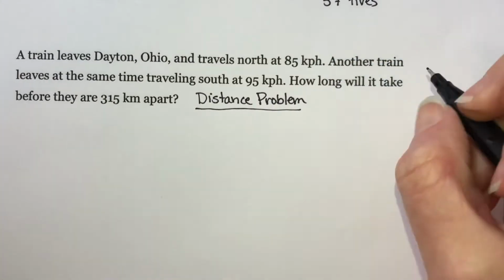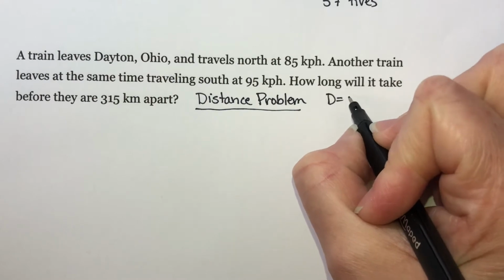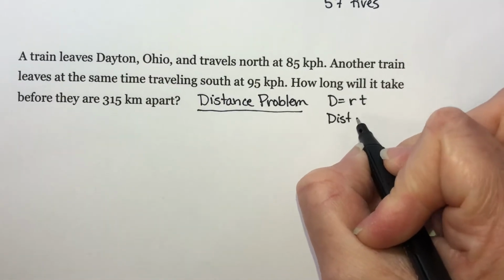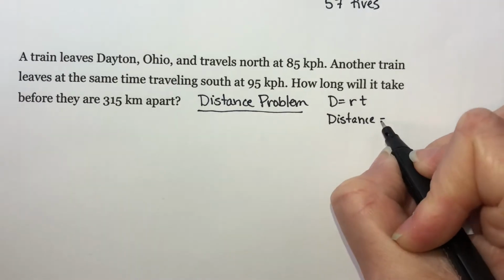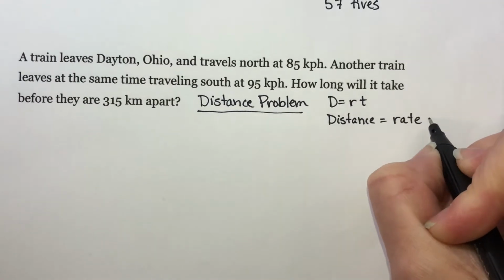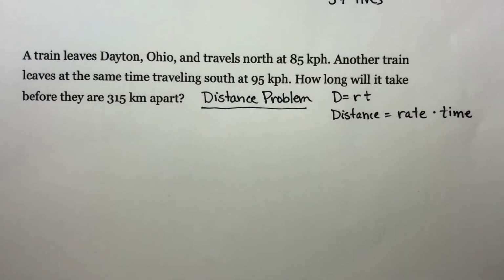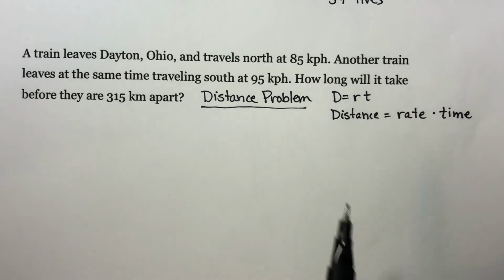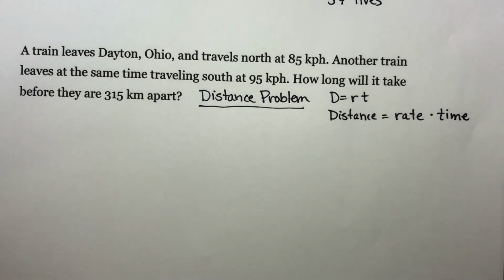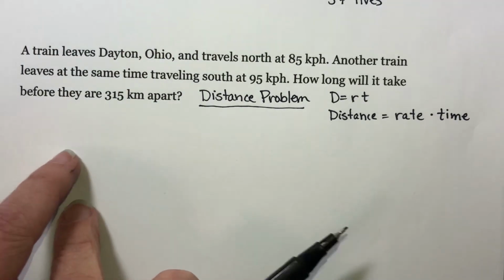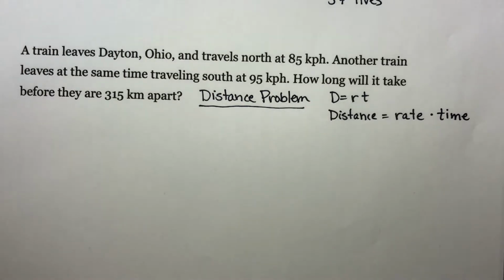Distance problems always use the formula D equals RT. Distance equals rate times time. Okay? There are basically two types of distance problems. There's the type where two things go in opposite directions from each other, and then there's the type where two things go in the same direction. This, we have things going in opposite directions.